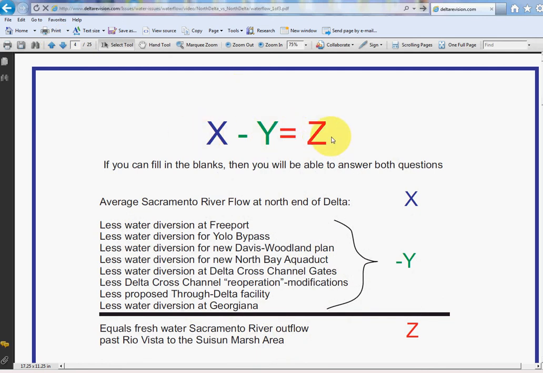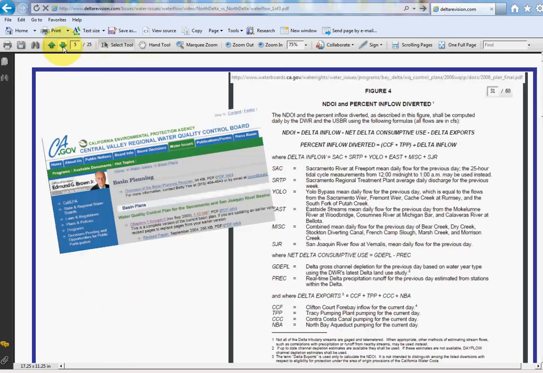Now what you're going to find is these 3 different videos. We're just looking at X in this one, and then we'll work on the rest of that as we go through. Now, why is this important?